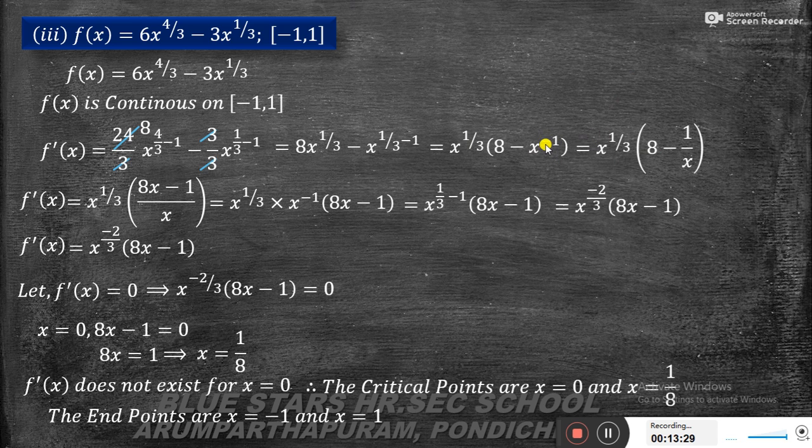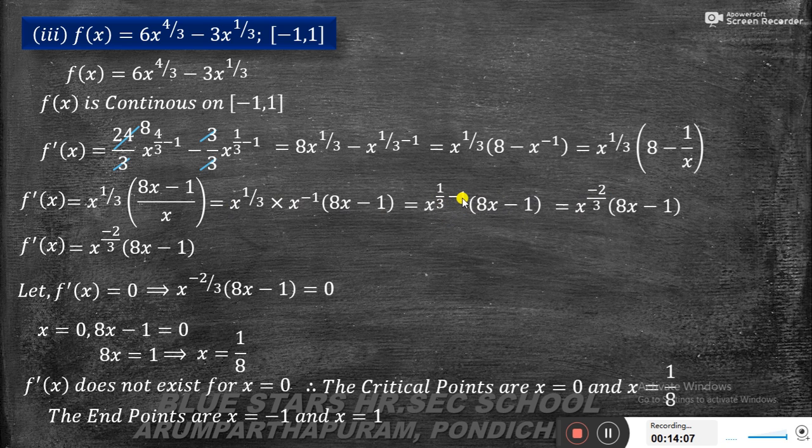I write this minus 1, it comes to the denominator. So x power minus 1, I write it 1 by x. Therefore I am doing the cross multiplication, x power 1 by 3 into 8x minus 1 by x. The next step, x power 1 by 3 into this, again this denominator x I write in the numerator, so x power minus 1 into 8x minus 1. The next step, both the bases are the same, x power 1 by 3, x power minus 1, so I add the powers, x power 1 by 3 minus 1 into 8x minus 1. In the next step I just cross multiply 1 minus 3 by 3.